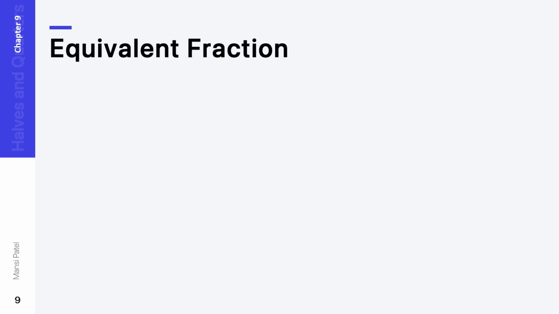Let us see another example of equivalent fractions. In this, your number is 84 upon 68. You have to find the equivalent fraction for this number. So see here, first we divide both numbers by 2. 84 divided by 2 becomes 42, and 68 divided by 2 becomes 34.